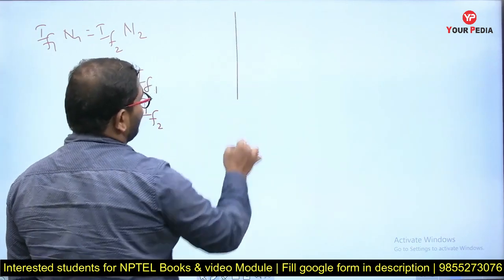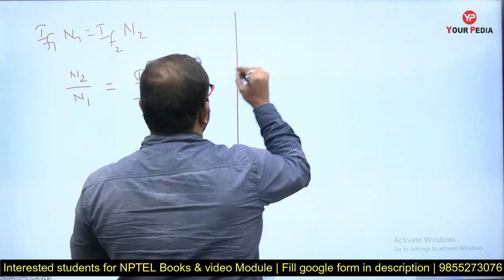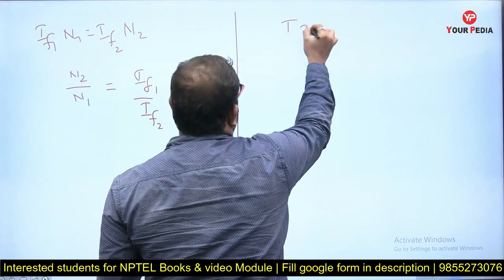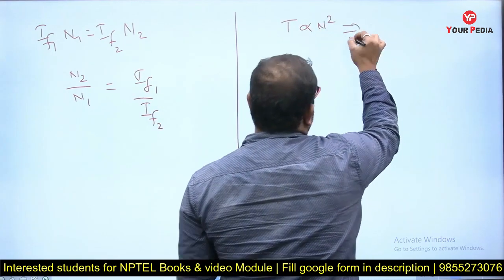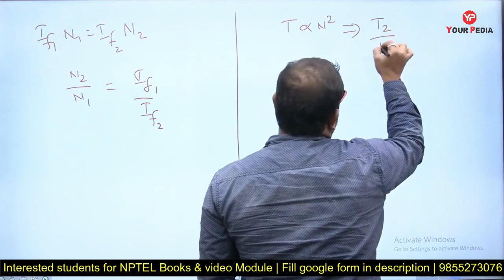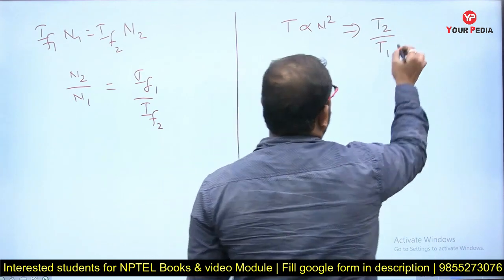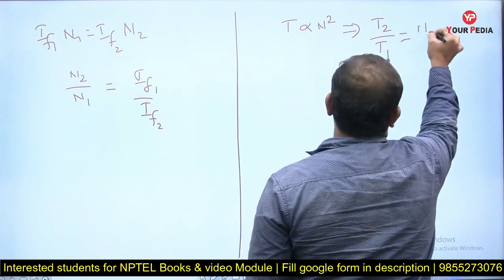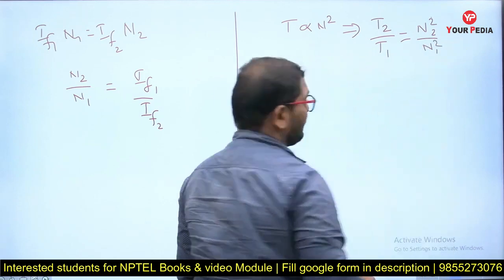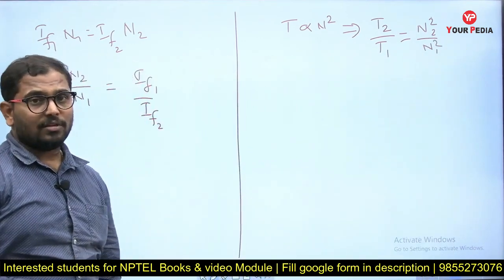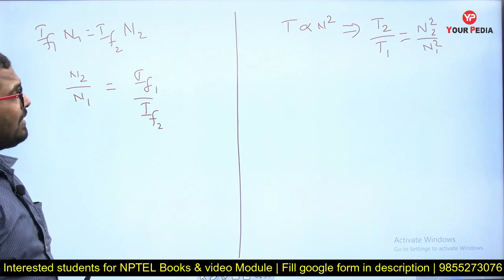Now let me take the next one, or you can take it like this also, no problem. What is the next? Another given condition is that torque is directly proportional to speed square. So from this, torque T2 by T1 is equal to N2 square by N1 square. So this is the other given condition.